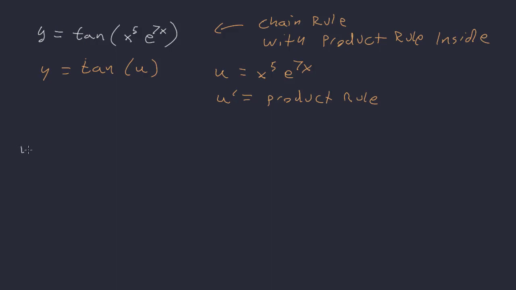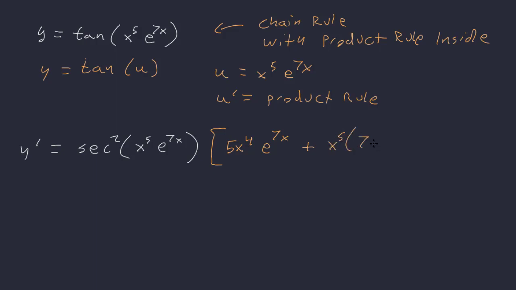Okay, so y prime is going to be secant squared of the stuff, which is x to the 5th times e to the 7x, times the derivative of the stuff, which is going to be a product rule. So 5x to the fourth times the second function left alone plus the first function left alone times the derivative of the second function, which will be 7e to the 7x. And I would just leave it like that, honestly.